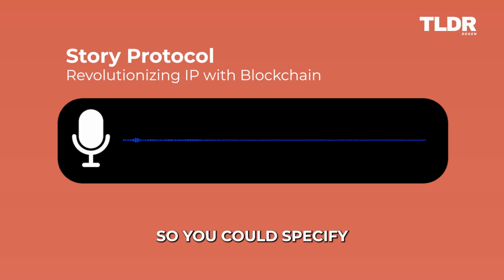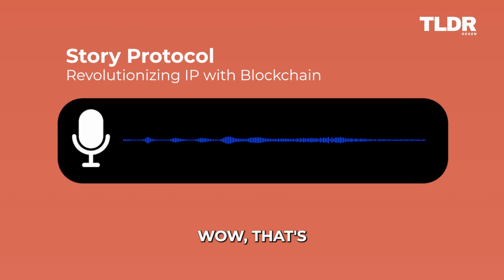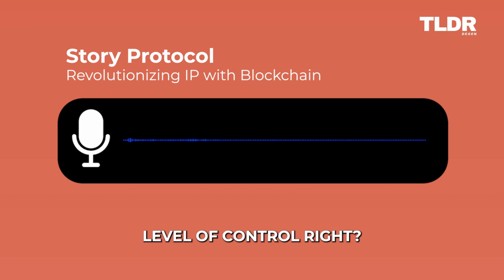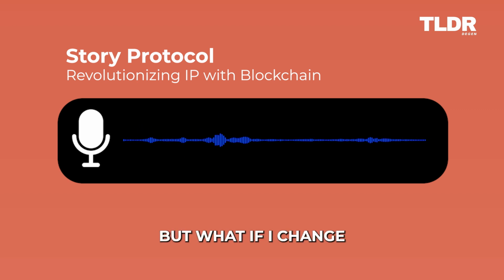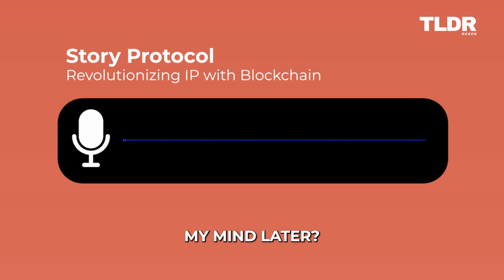Okay, so you could specify that your photo can only be used for book covers. And you can even get more specific, like say, only for fantasy novels. Or maybe you only want it used for physical books, not ebooks. Wow, that's really specific. I like that level of control. Right, it puts the power back in the hands of the creator. You decide who gets to use your work and how. But what if I change my mind later? What if I decide I want to allow my photo to be used for album covers too? That's the beauty of it.